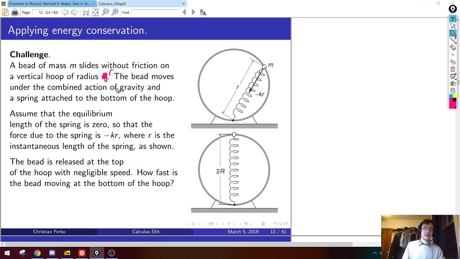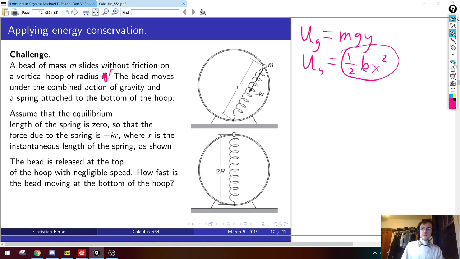Now, the bead has some response to gravity, so it feels the force due to gravity, and it has a spring at the bottom of the hoop. So let's just remember the potential energy for those two things. The potential energy due to gravity was supposed to be mgy, right? So minus the derivative is force, minus mg. And the potential energy from a spring was supposed to be 1/2 kx squared. Why is that? Because the spring force is minus kx, and minus the derivative of this is indeed minus kx. So I claim that the sum of these two potential energies and the kinetic energy will be conserved.